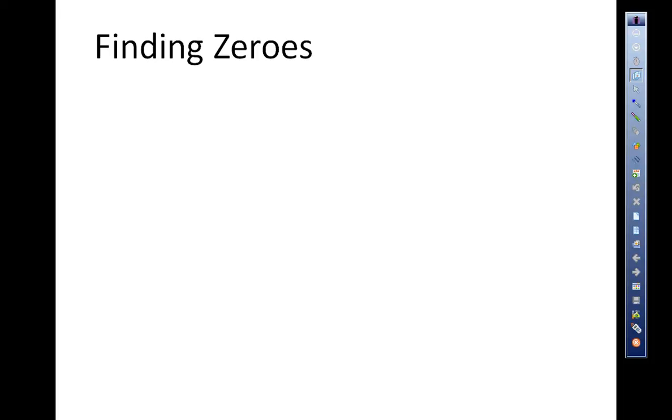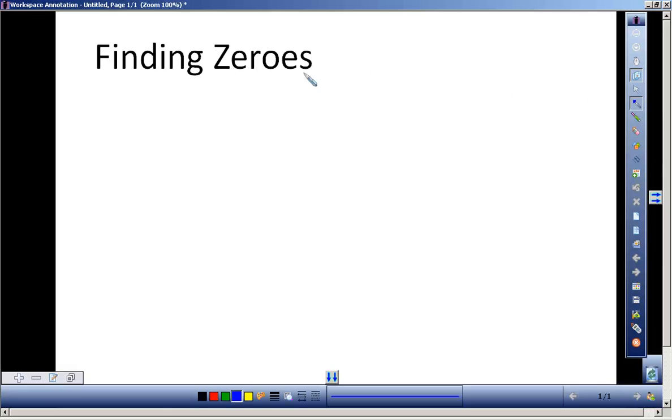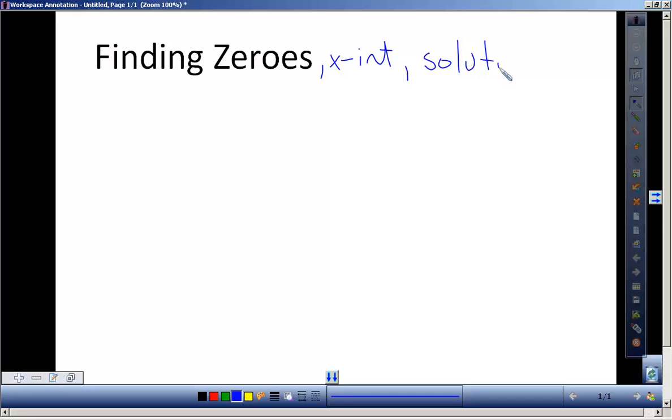So today we're going to talk about zeros, x-intercepts, and solutions. And one of the things that I want to first talk about is that those three terms are interchangeable. Zeros, x-intercepts, solutions. In a problem, if they ask you to find an x-intercept, you're looking for a zero. If they ask you to find a zero, you're looking for the x-intercept.